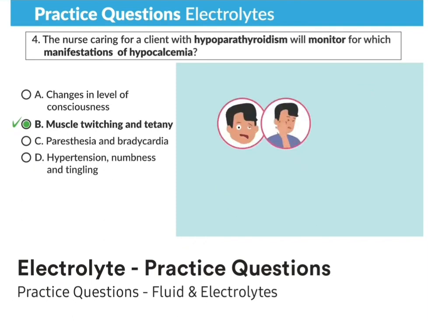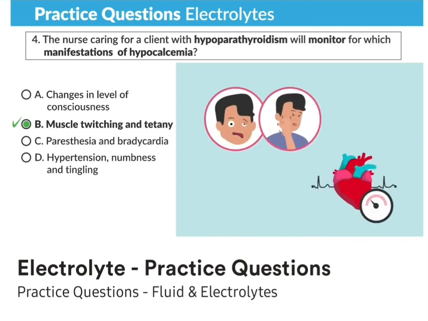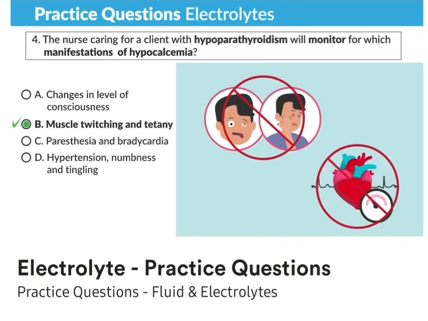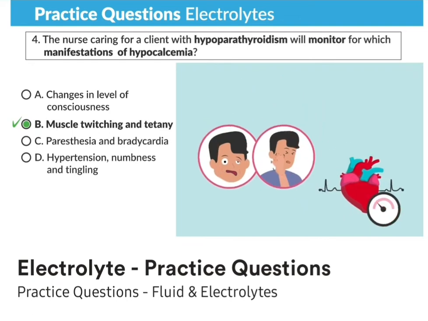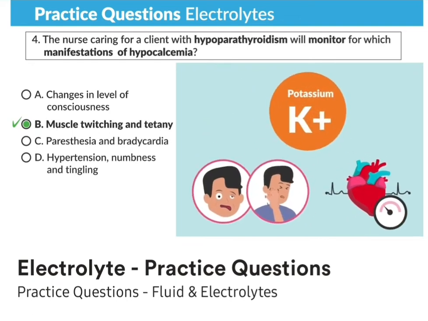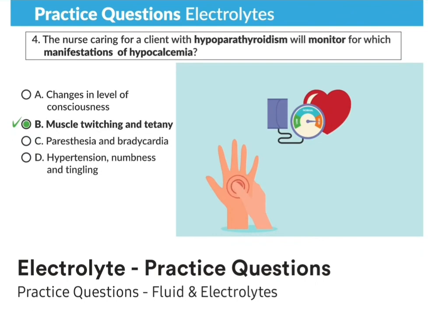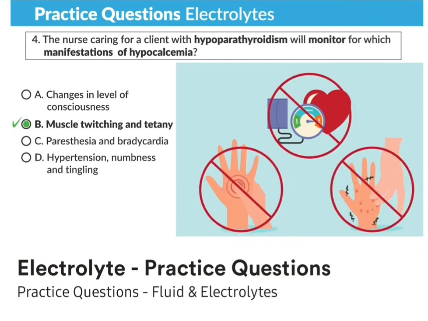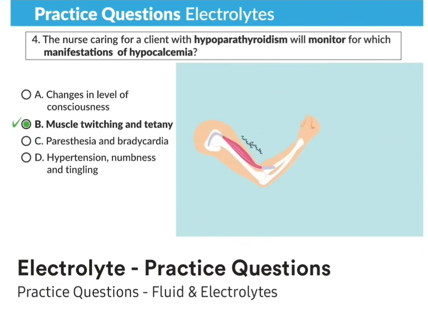Now C, paresthesia and bradycardia. This was close, but it's incorrect. Paresthesia is that numbness and tingling, and bradycardia, as you know, that low heart rate below 60. This would be more true for potassium that pumps the heart and the muscles, making everything cramp up. Now D, hypertension and numbness and tingling is incorrect. We're looking for muscle twitching with that low loose body with hypocalcemia.